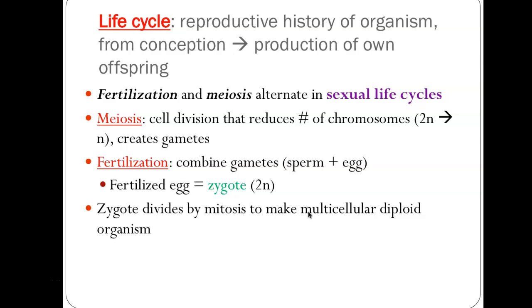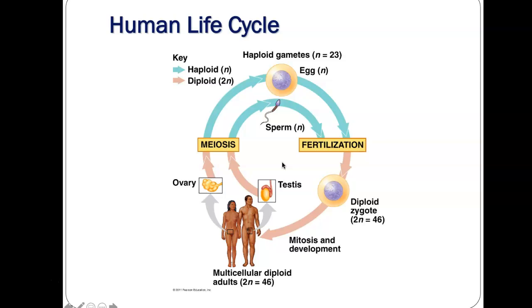So I hope the process is kind of coming together for you. Meiosis makes sperm and egg. Sperm and egg fuse together through the process of fertilization. It forms a zygote. The zygote then does mitosis to form a multicellular organism. Within that multicellular organism, meiosis occurs and sperm and egg are made. I have a real good picture here for you.